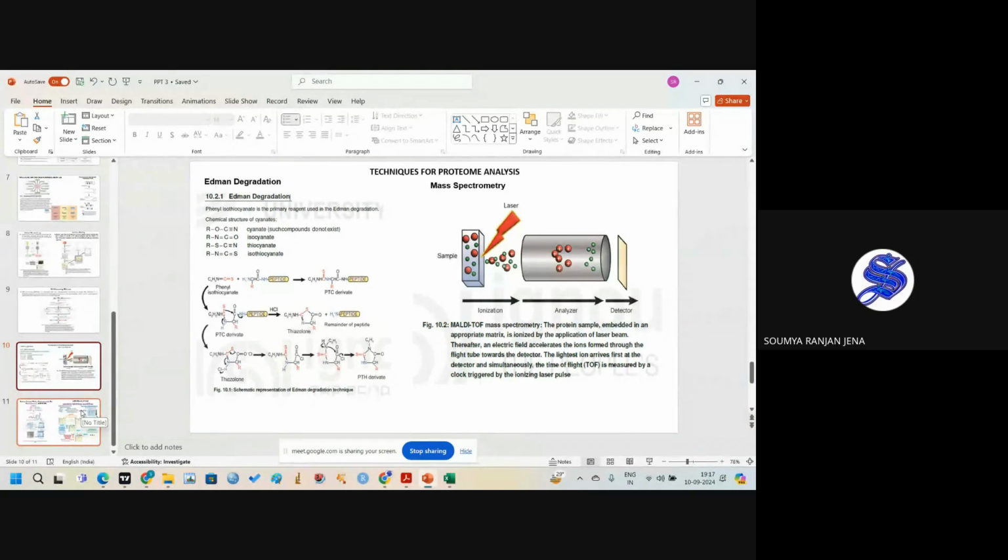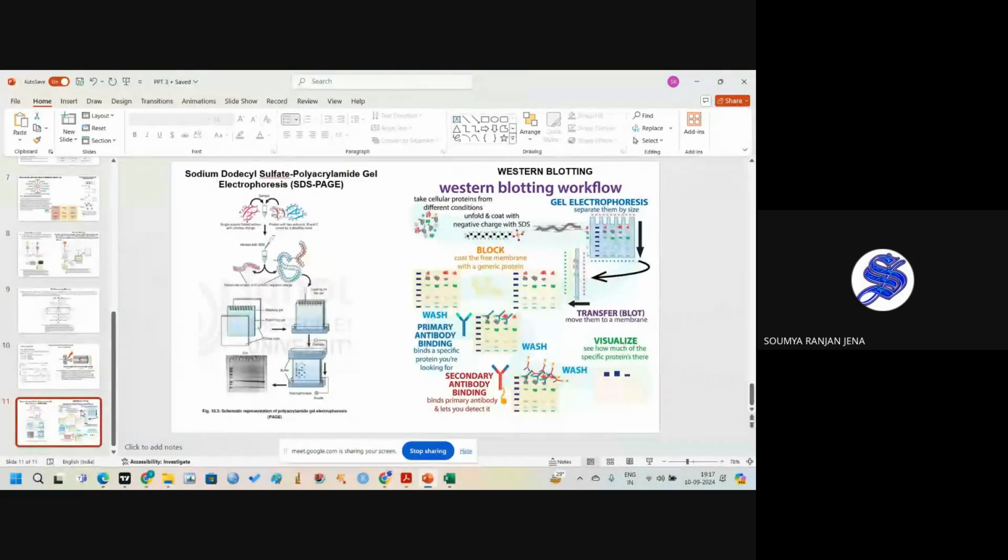Then after the mass spectrometry process, we go for the SDS-PAGE analysis, that is sodium dodecyl sulfate polyacrylamide gel electrophoresis. It is an electrophoretic mobility process, that is, in the presence of the electric field, the protein will move faster. We can separate the proteins by their molecular weights or molecular shapes.